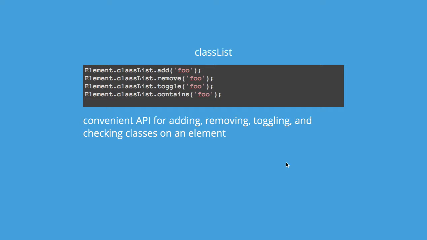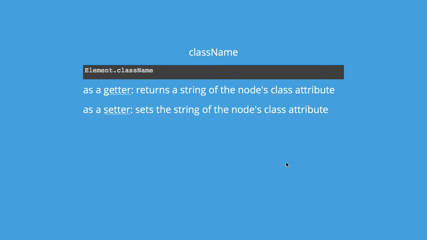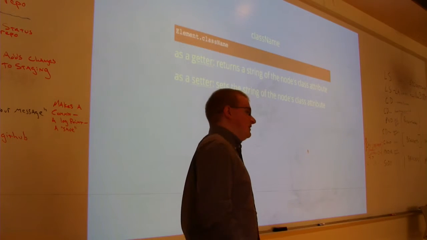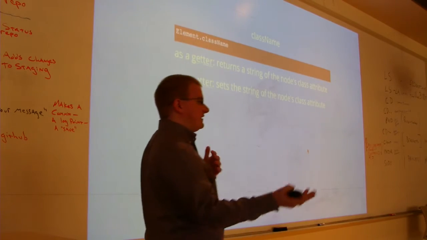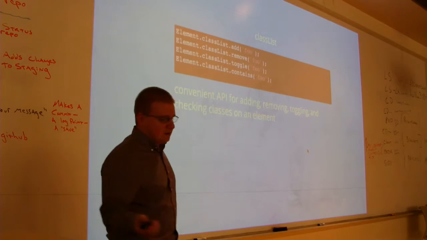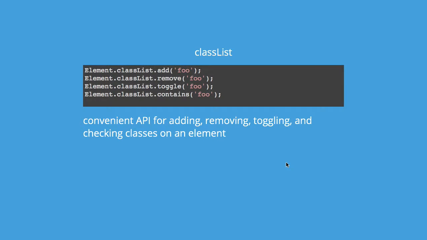When I say convenient, a lot of times we'll talk about convenience methods. These are methods that we don't have to have. We could do this all with class name, right? We could add, remove, toggle, contains. We can do all that. It's kind of a pain because we have to check index of, or parse out that string, figure out if we've added a class name twice or something like that. It just is convenience because you don't have to do all that, so it's a lot less work. So it works in newer browsers.